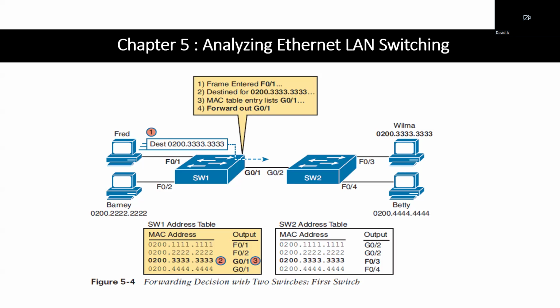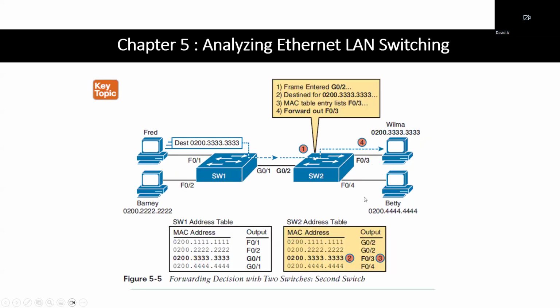Switch two is going to go ahead and use its logic. It's going to forward it. It says, hey, destination for dot 3333. It has it in its table, and it's going to go ahead and forward that frame. Okay, simple enough, right?